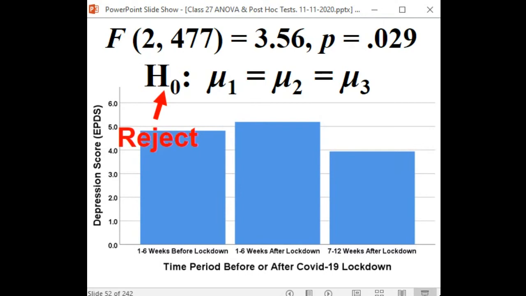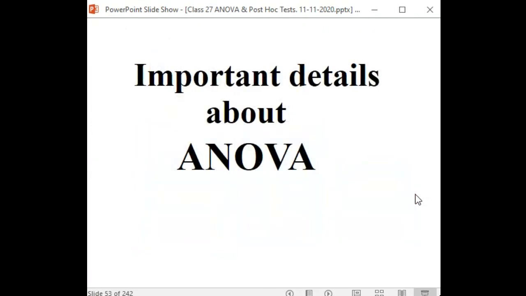So let's sum up what we've just learned in this example. ANOVA is used to compare two or more means. For ANOVA, we calculate the statistic F. If F is statistically significant with P less than 0.05, we reject the null hypothesis, and we conclude that two or more of the population means are different from each other. Okay, now that we have an overview of ANOVA, let's focus on some very important details.